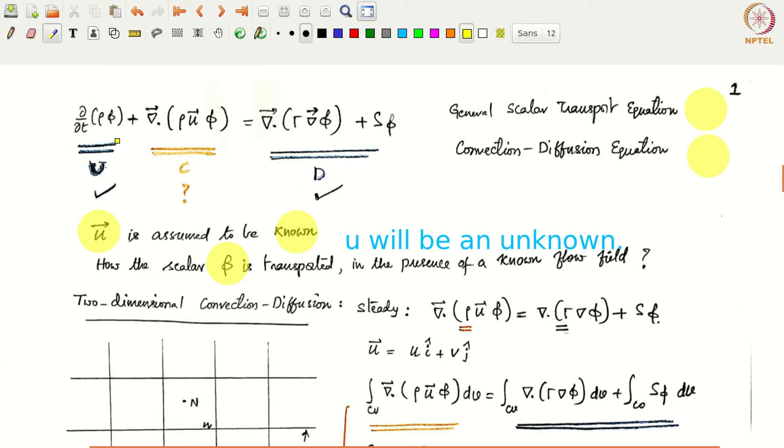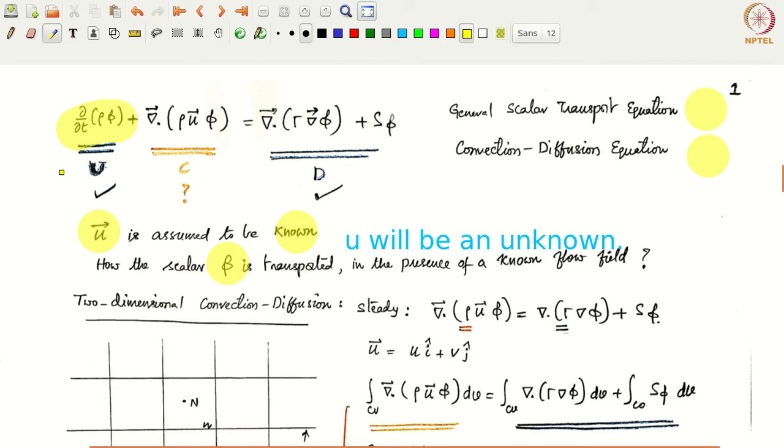Initially we will assume that we don't have the unsteady term in here, so we'll only solve for a steady convection diffusion equation. Later on, of course, we can introduce the unsteady part as we have done for our pure diffusion equation. So that's what we would be doing.